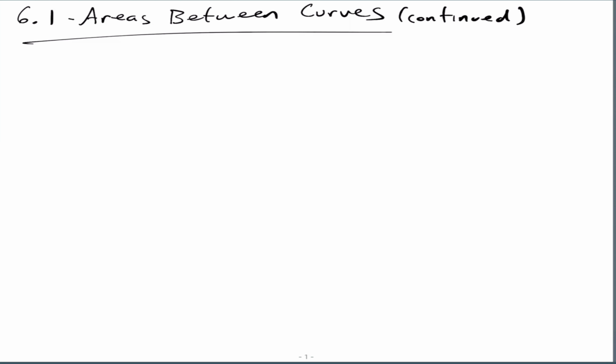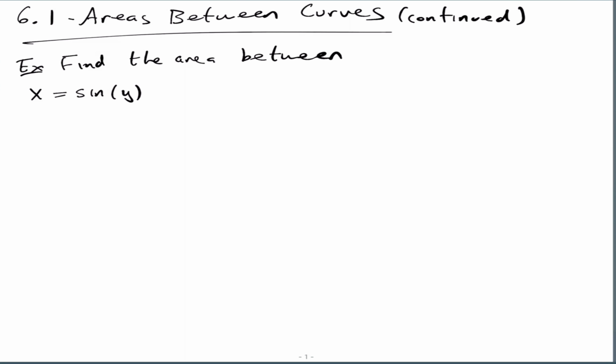So this is kind of like the foundation for being able to do the volume problems effectively and other applications. So we want to make sure that we're good at this. So let's say we want to find the area between, let's do x equals sine of y and x equals 2 over pi y.